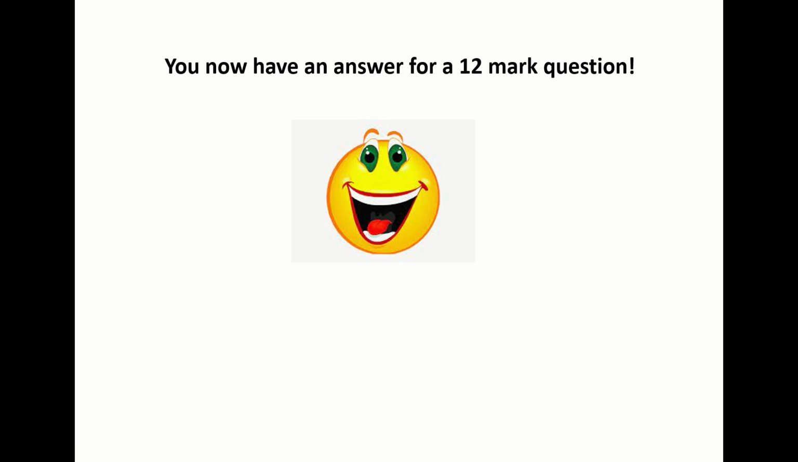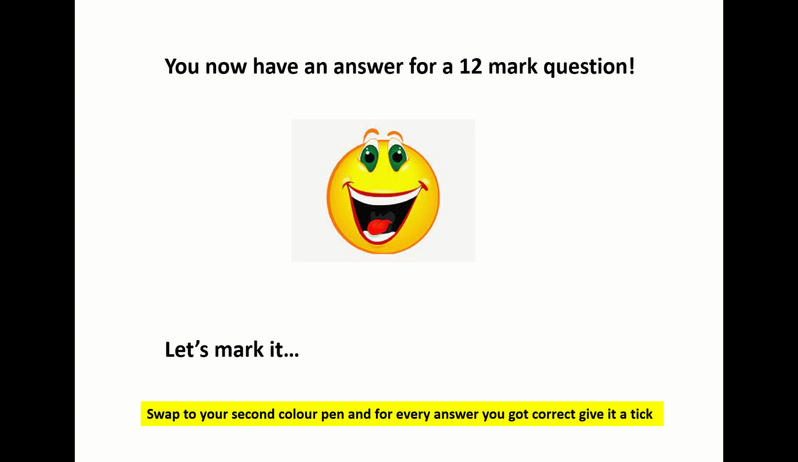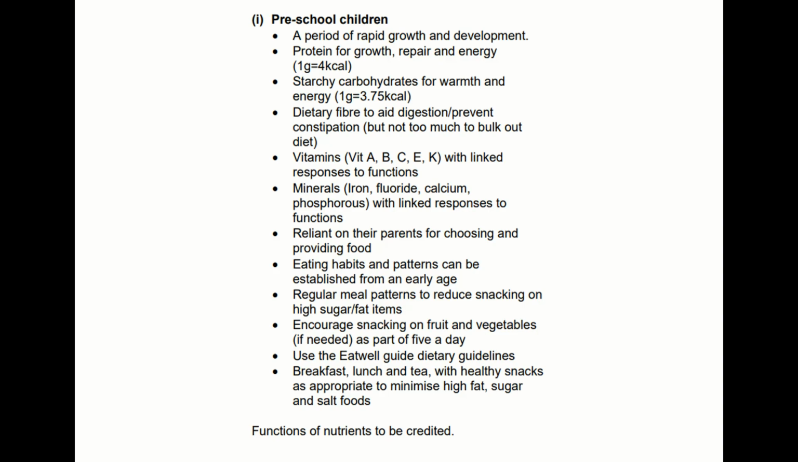Okay, so you now have an answer for a 12-mark question. Well done, you. We are going to mark it. So swap to your second colour pen, and at every answer you get correct, give it a tick so you can clearly see it in the second colour throughout the paragraphs that you've written.